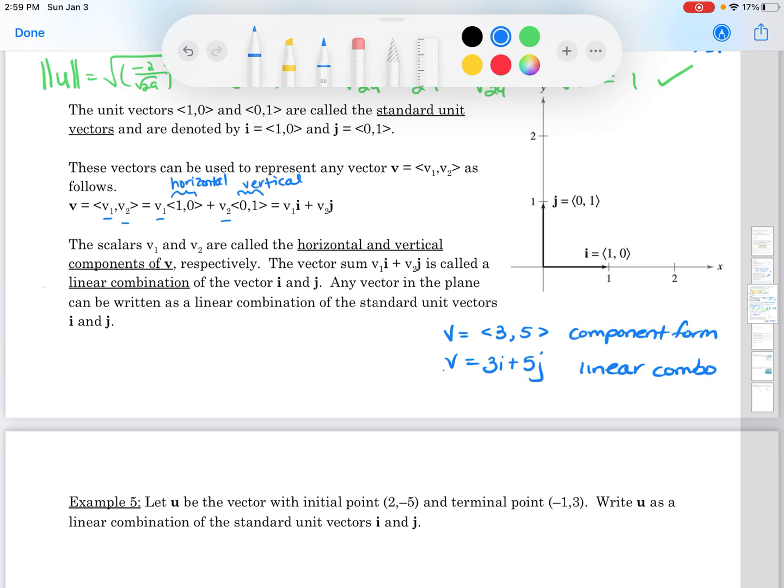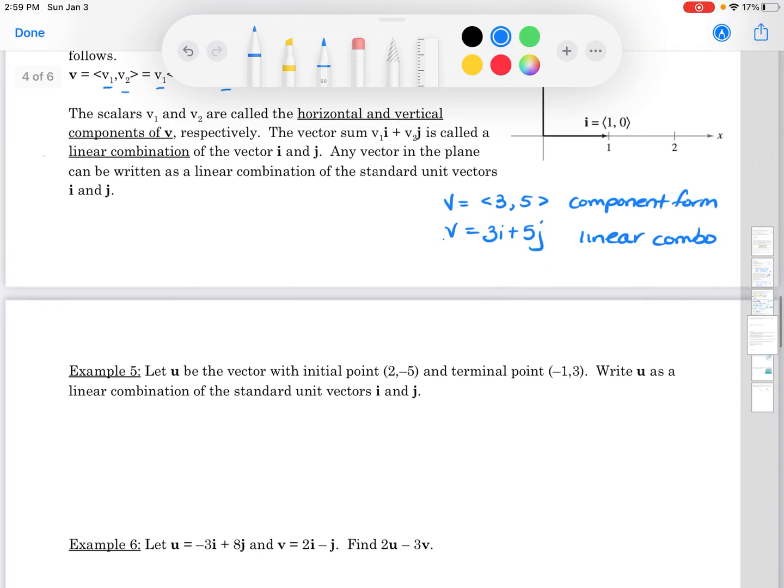Nothing overly complicated here. But in order to do that, when we have, say, this example down below, first we need to figure out what the component form is. So for u, we have an initial point and a terminal point, and in order to find that component form, what we need to do is just subtract.